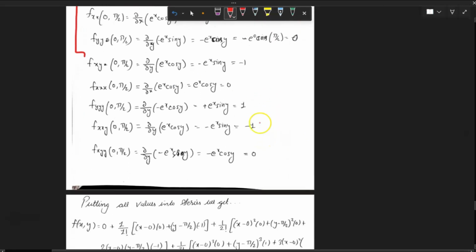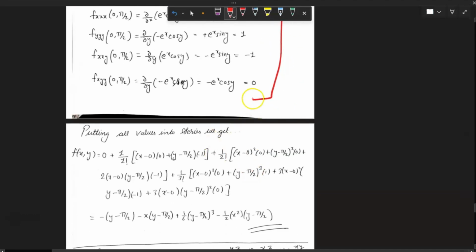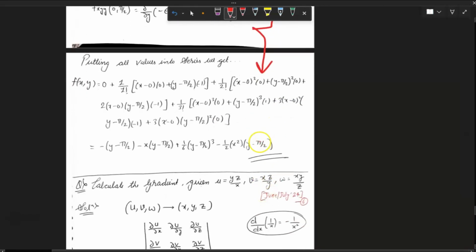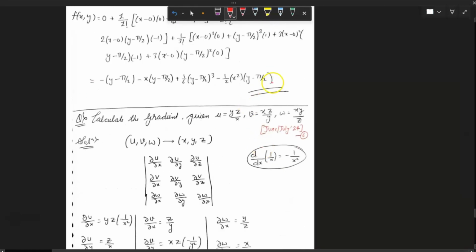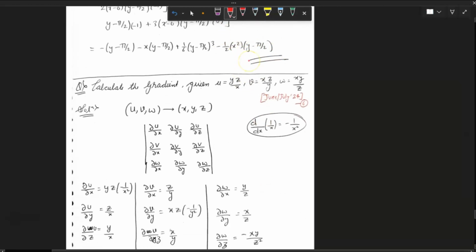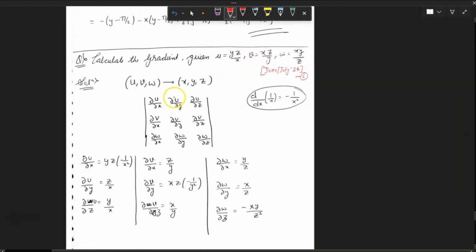So all the individual results you will get by doing this partial differentiation, and then put the values in this equation. You will get a final result. Okay, so this is your final result. I hope this Taylor series expansion is clear to you all. Now let's move to the next important question.